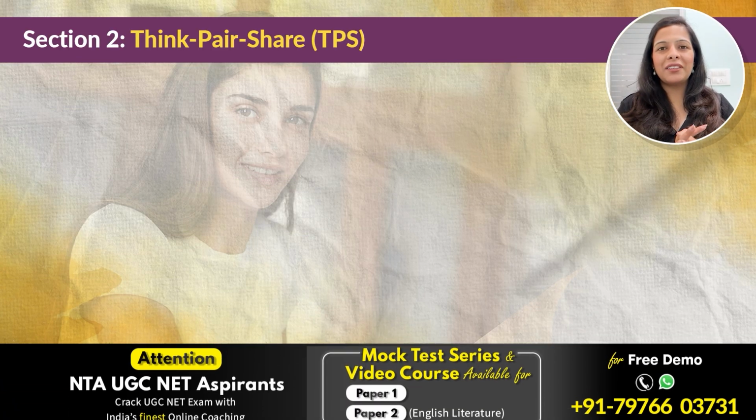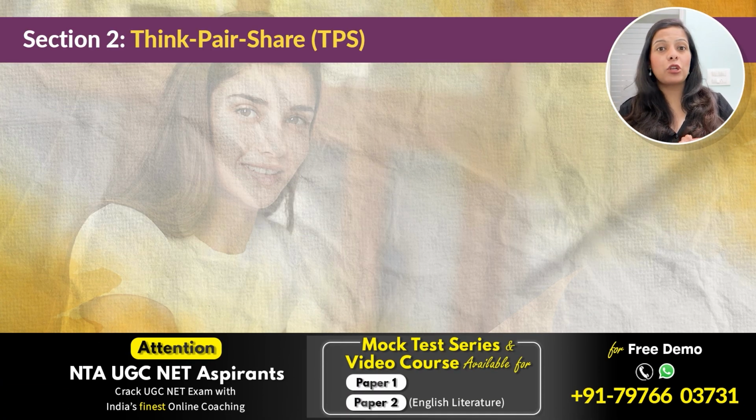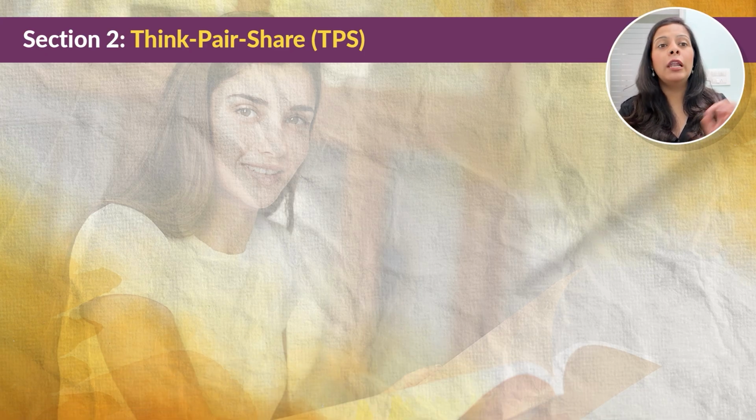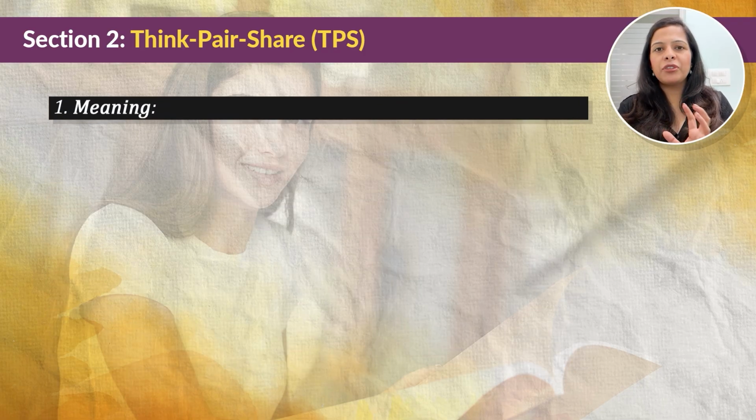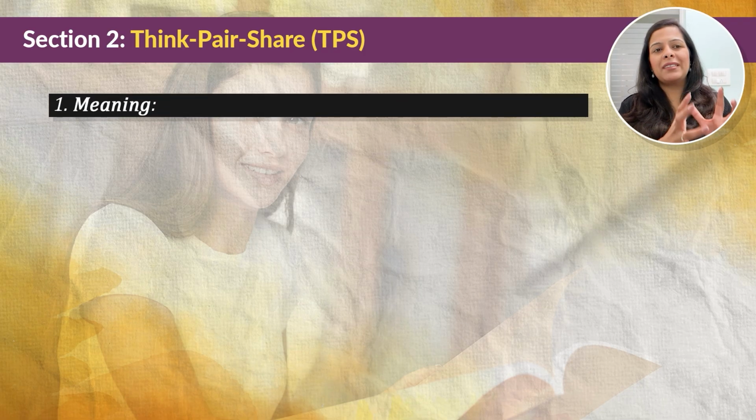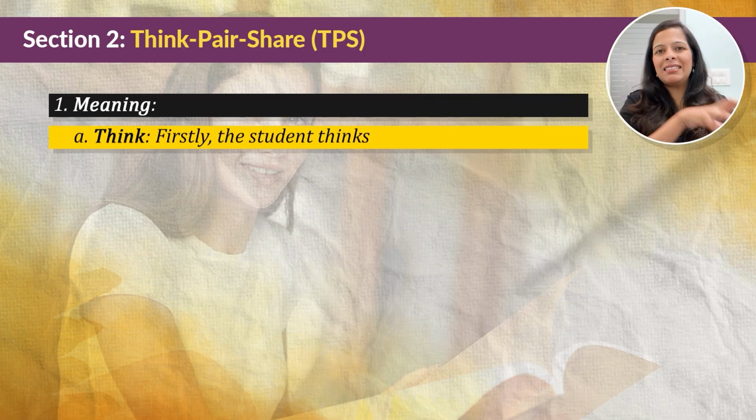Okay, so now that we have completed our discussion on the fishbowl technique, it's time to look at the second very important cooperative learning strategy, which is called TPS. It is another very simple and effective teaching method, and the full form of TPS is think, pair, share. Now, what happens in this one? Using this technique helps students to learn better by working together in a structured way, step by step. First comes the think stage.